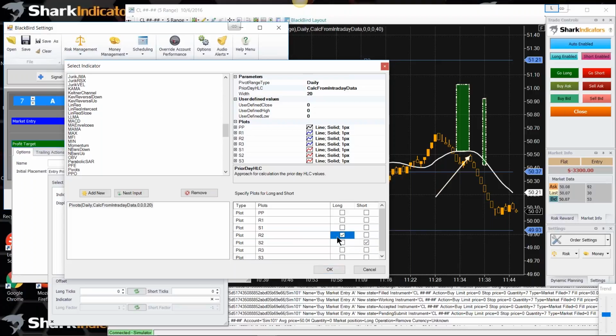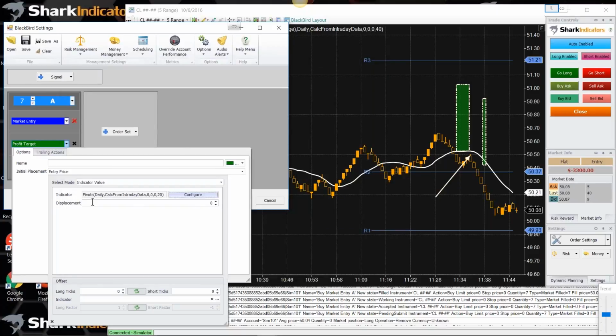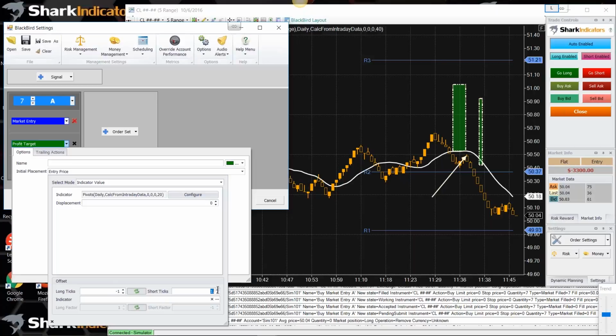All right, so if we're taking a long trade, we're going to set our profit target at R2. If we're taking a short trade, we'll set the profit target to S2. So we've got our indicator set. And let's say we just wanted to get that profit a little sooner, so I could set a long offset of -1 ticks. For a long trade, it's going to be 1 tick below R2. For a short trade, it'll be 1 tick above S2.